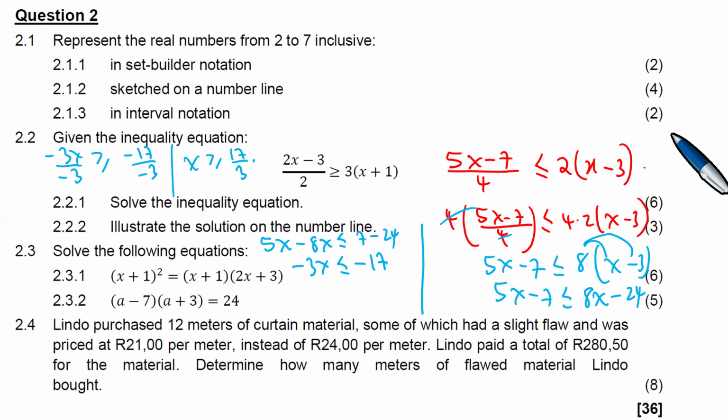But one of the most popular ways is to write it as a mixed fraction. So x is greater or equal to 17 thirds, but how many times does 3 go into 17? It goes 5 times because 3 times 5 is 15. What is the remainder? The remainder is 2. So you can also write it as 5 and 2 thirds.